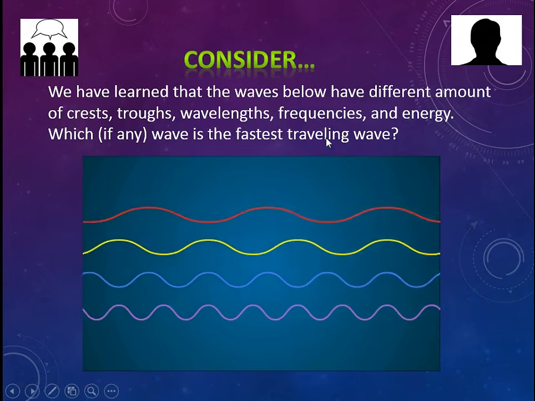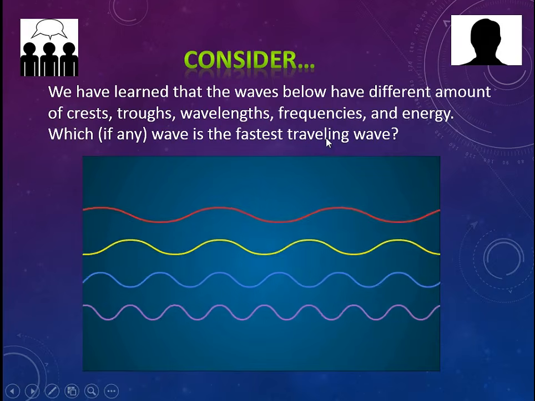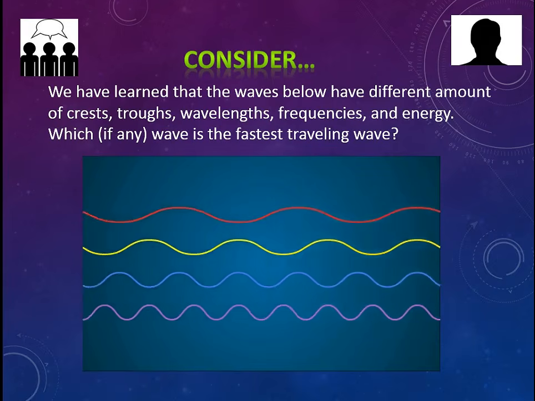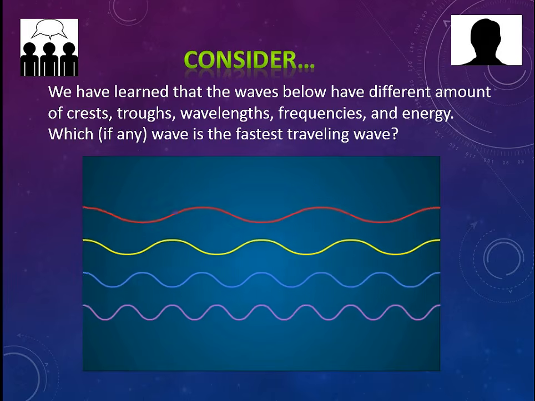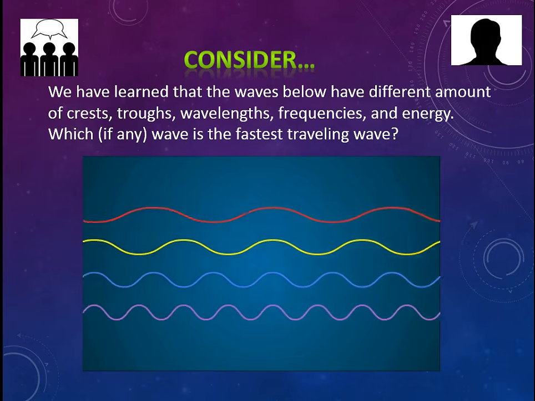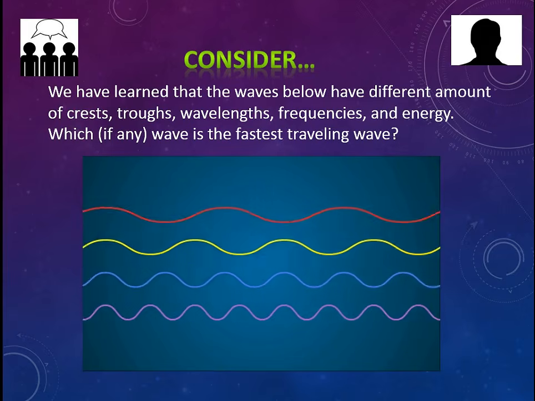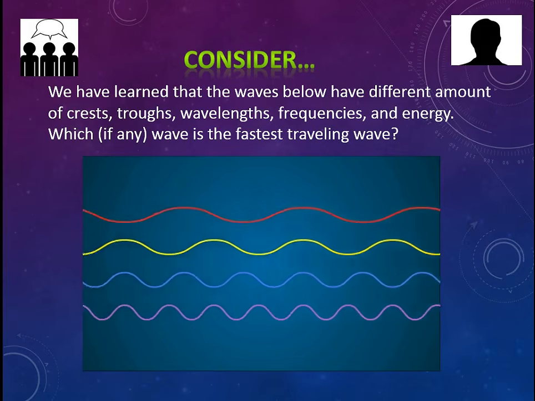Let's consider a question that some students struggle with. We've learned that the waves below have different amounts of crests, troughs, wavelengths, frequencies, and energy. Which, if any, wave is the fastest traveling wave? Pause your screen, discuss, or ponder this question.